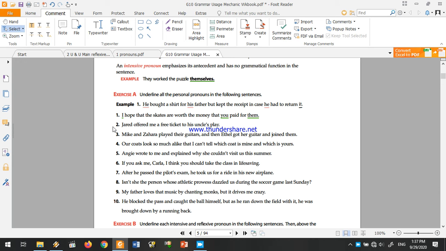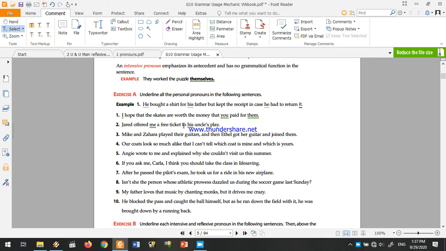Jared offered me a free ticket to his uncle's play. Of course, me is an object pronoun. I'm the receiver of the action, which is the verb, the offering. Jared is the subject. Here we have subject, Jared, verb, offered, me, object pronoun. His uncle's play. His is a possessive adjective.